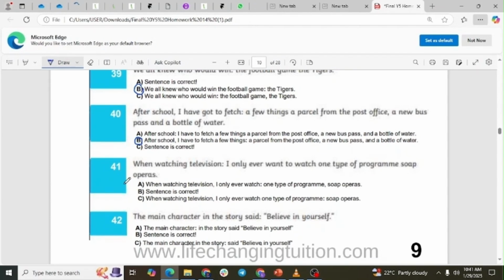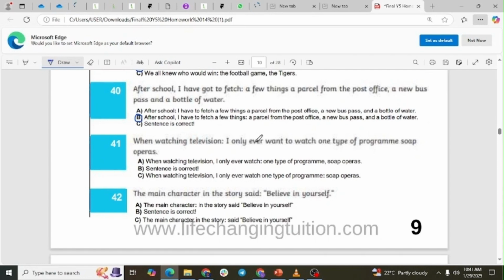Question 41. When watching television, I only ever want to watch one type of program: soap operas. That sounds a bit clunky. The correct answer is C. When watching television, I only ever watch one type of program: soap operas. The colon helps introduce the explanation of one type of program.